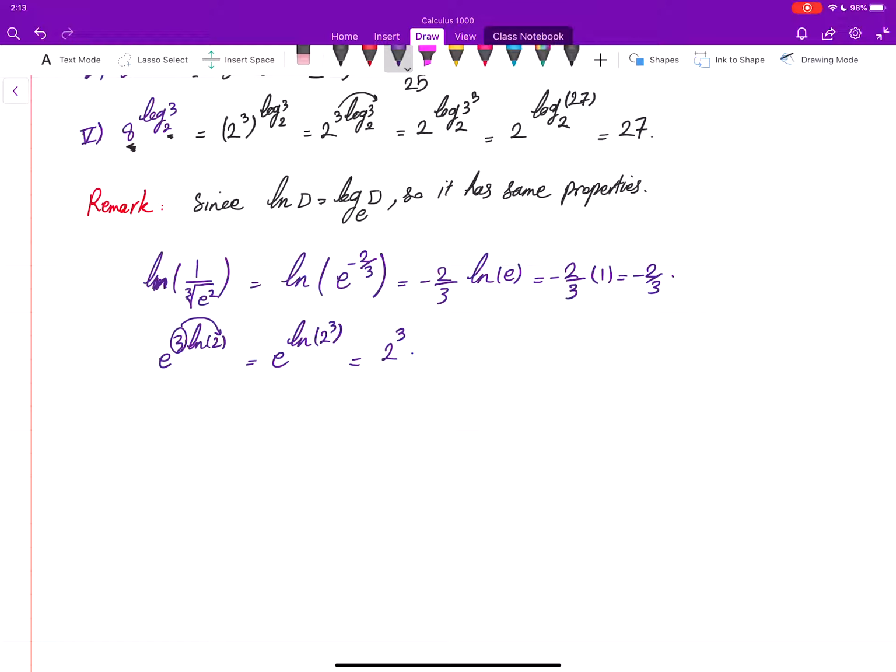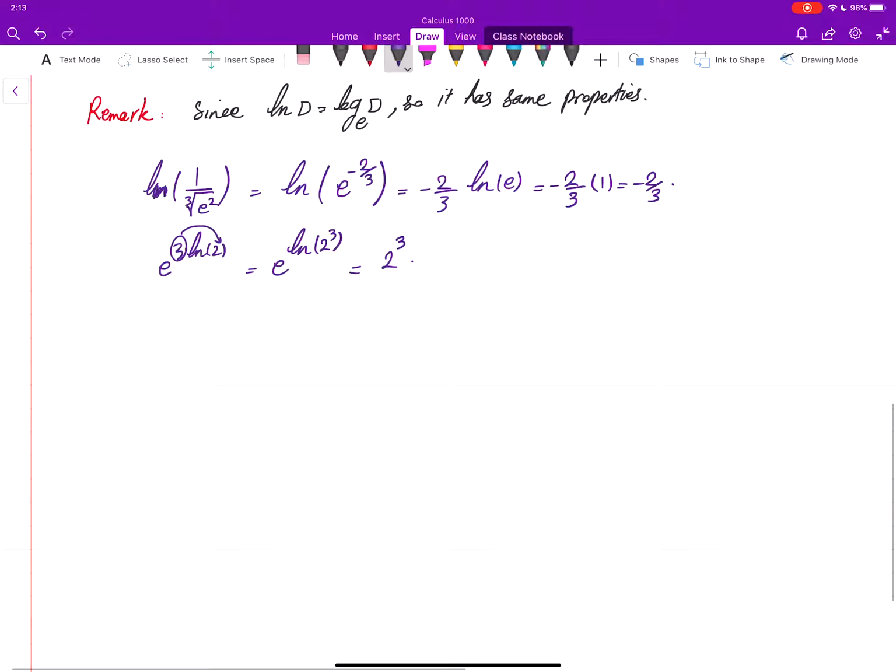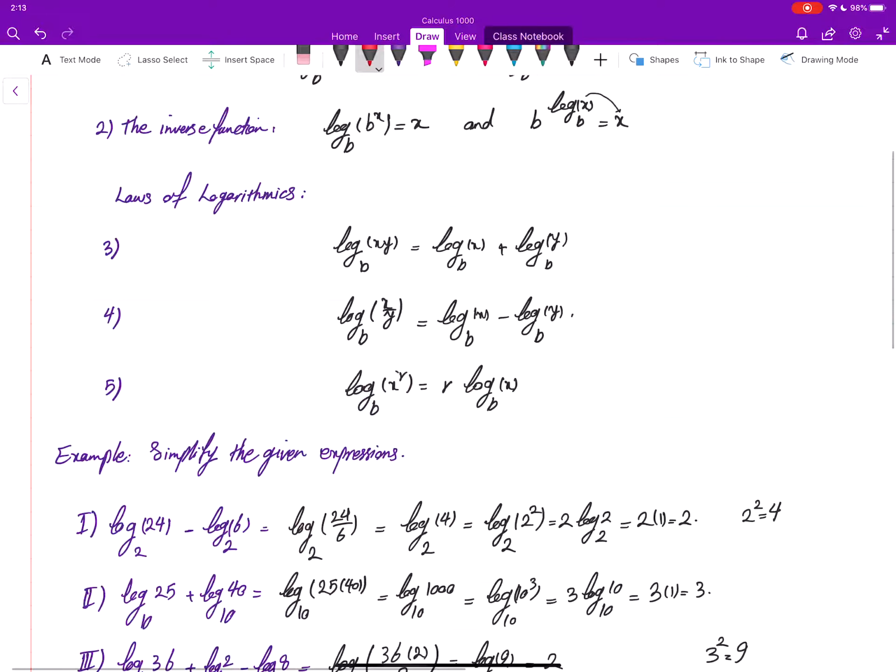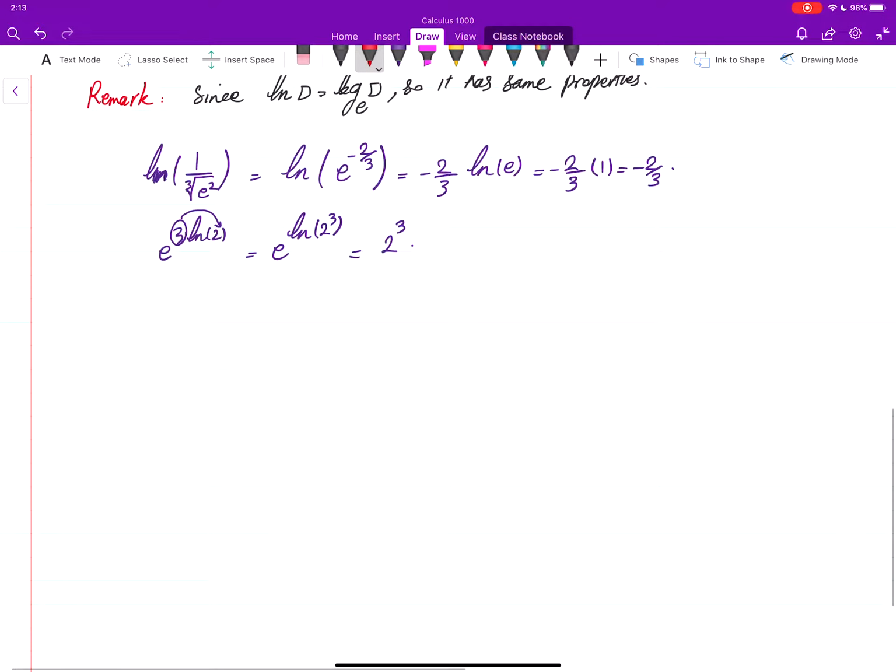Other than these basic properties, I actually have one more thing to add to the list of properties, and that is called the change of base formula. So far I had how many? 5 of them. This is the 6th property: change of base formula.